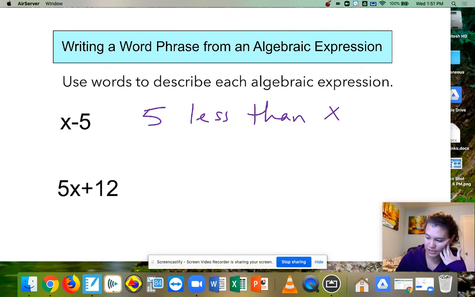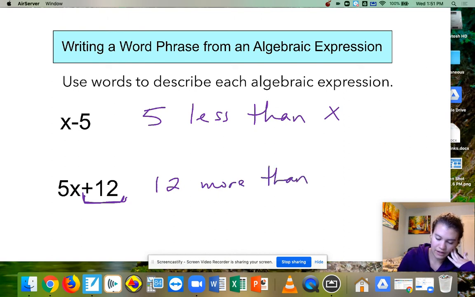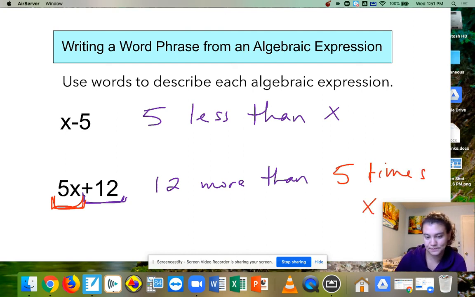So this next one, we're going to do it in chunks. If we're adding 12, we're going to do 12 more than, and then we need the next chunk, so this 5x. So 12 more than 5 times x. Again, there's lots of ways you could say this. You could say 5 times x add 12, or 5 times x summed with 12. There's all sorts of different ways you can say it. It's not just one answer.